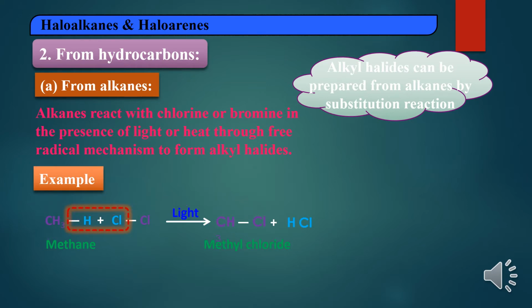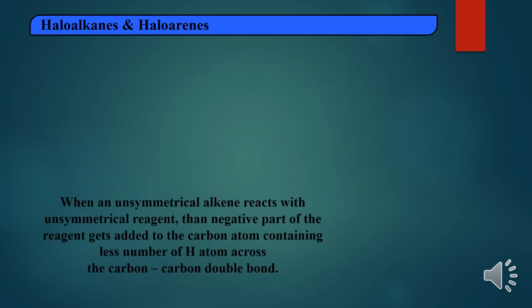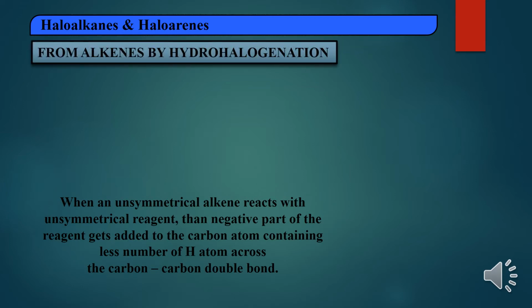If Cl2 is in excess, chloromethane can react again with chlorine and form dichloromethane, trichloromethane and tetrachloromethane. Now the next one, from alkenes, that is by hydrohalogenation. When an unsymmetrical alkene reacts with an unsymmetrical reagent, the negative part of the reagent gets attached to the carbon atom containing fewer hydrogen atoms across the carbon-carbon double bond.